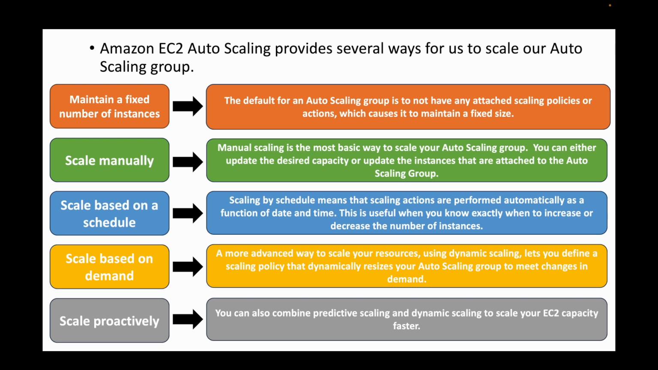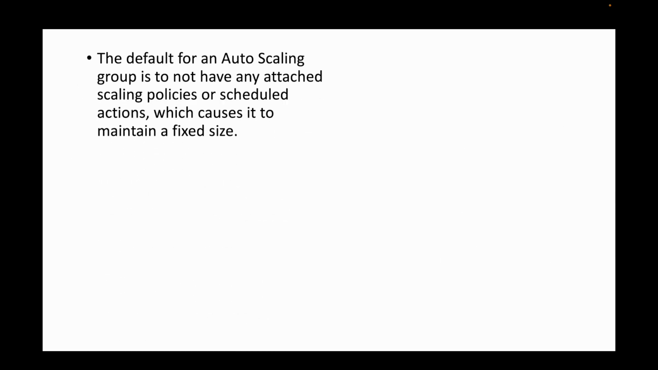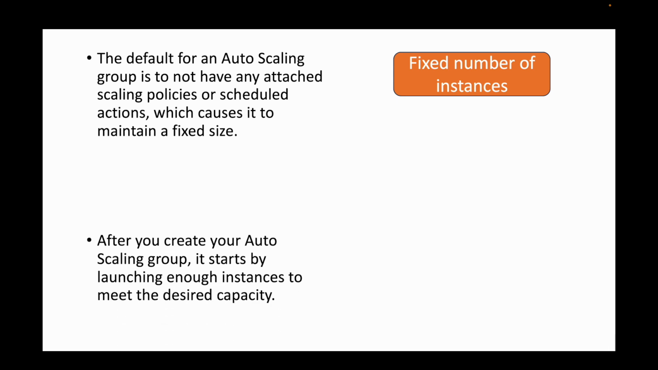Now in this particular session, we will be looking at maintaining a fixed number of instances. So we'll look at an example for that. So like I said, this is the default option when we talk about your auto scaling groups, and with this we will not be having any scaling policies attached, or we won't be scheduling any action. So this will give us a fixed number of instances.